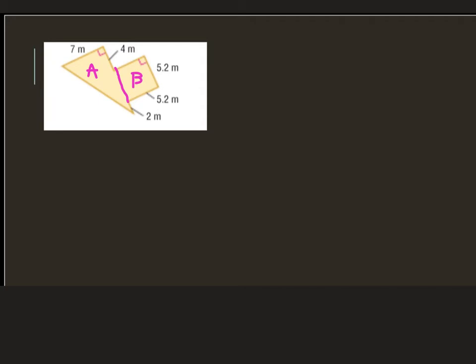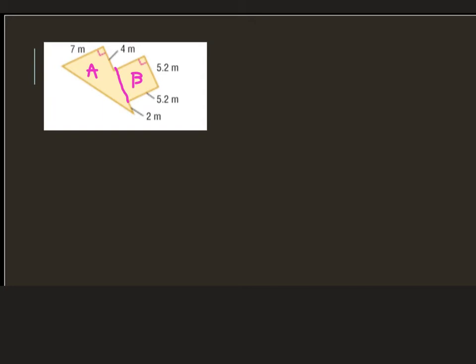So shape A, we can clearly see that the base is 7, right here. But the height is the tricky part. So they actually give us different parts of the height. We have to figure out the whole thing. So if you take a look, let's start by highlighting.